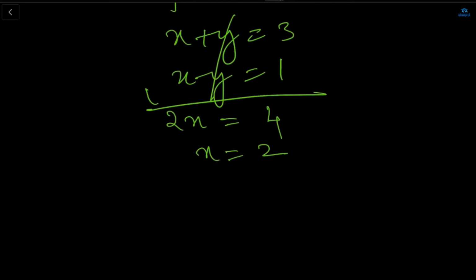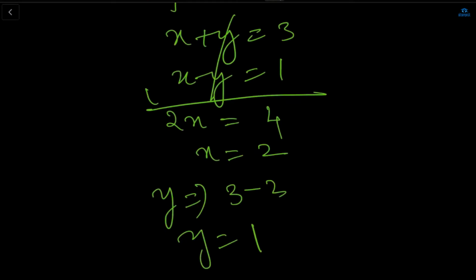Now Y will be equal to, if you put the value of X in the first equation, then you will get the value of Y as 3 minus 2, that is Y is equal to 1. Okay, understood? So you got the pattern of how you're going to solve by substitution.